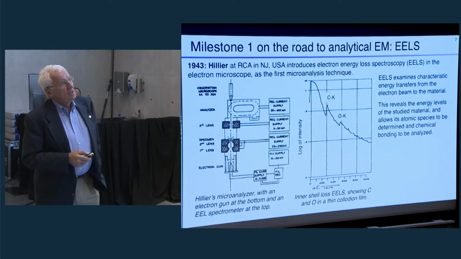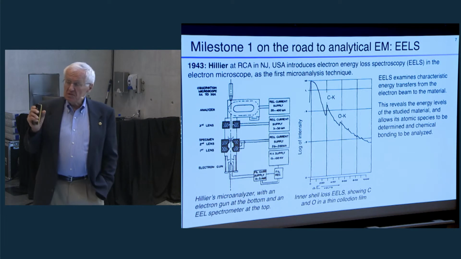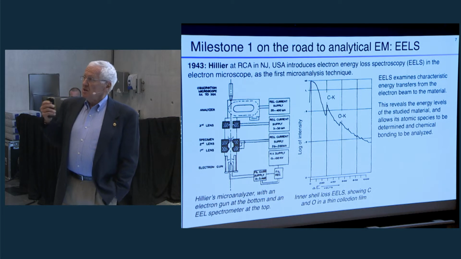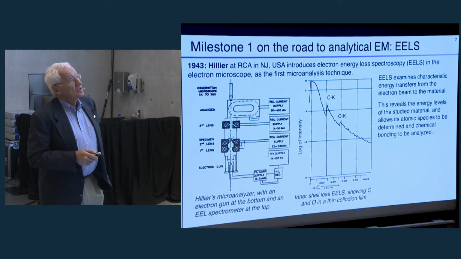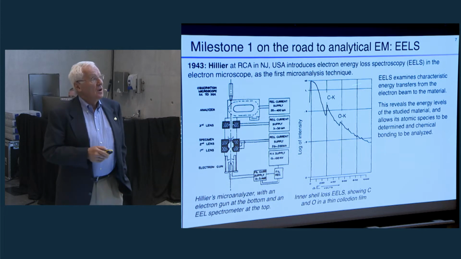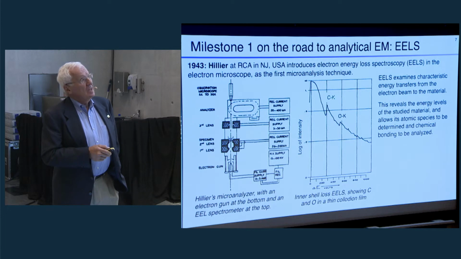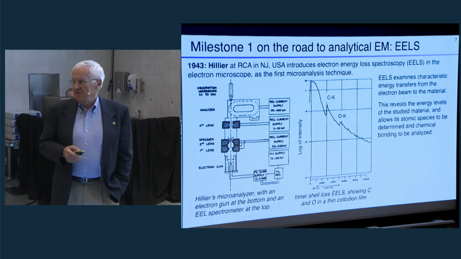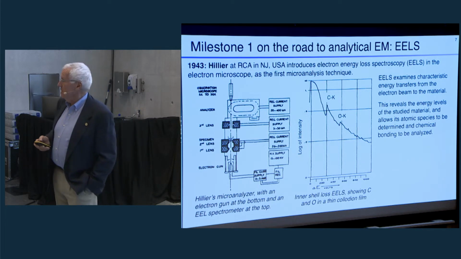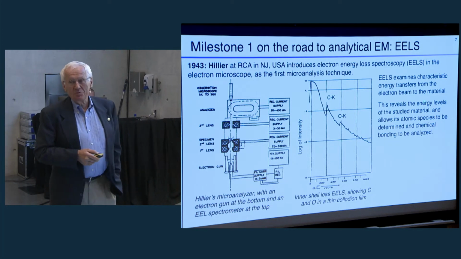And so EELS looks at characteristic energy losses. If you're ionizing the K shell of a carbon atom, you need at least 285 electron volts of energy, and so there's a characteristic edge, carbon K. Oxygen K takes 530 volts, so here's a spectrum showing that the sample they were looking at has carbon and oxygen in it. It's a very primitive spectrum, 10 volts energy resolution, very poor signal to noise ratio.